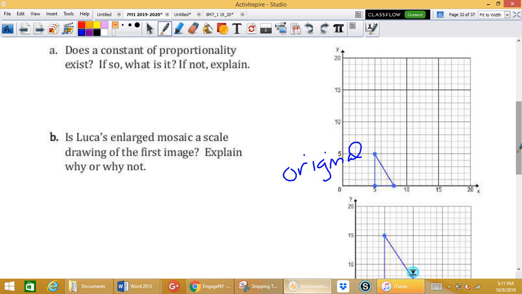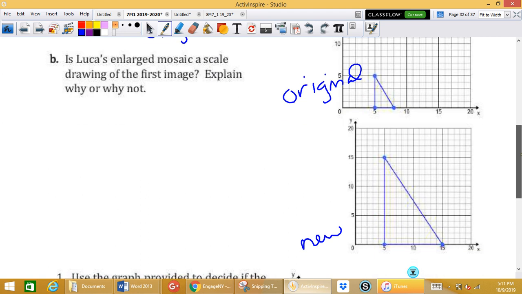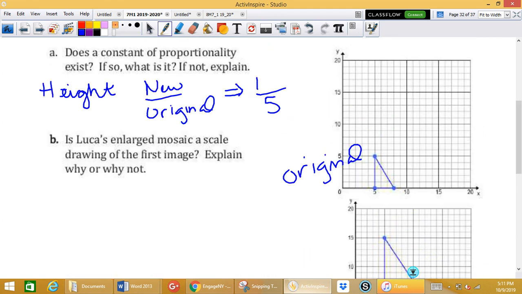So we can take a look at the height and the length. So the height is going to be the new over the original. So the original is 5 high, and the new one is 15, giving us a scale factor of 3.